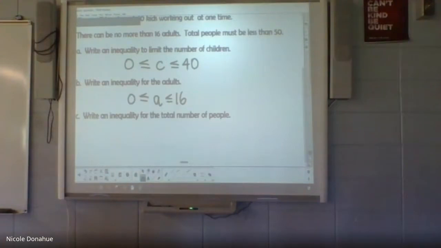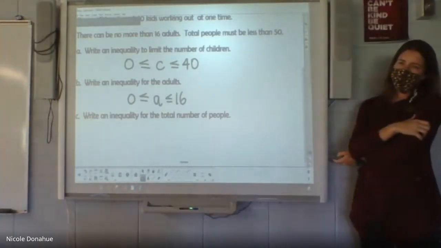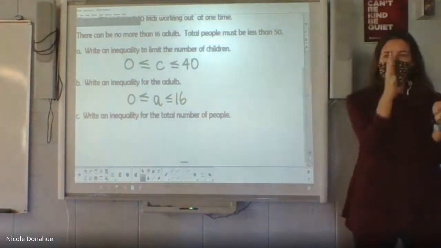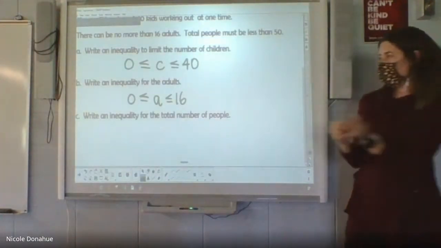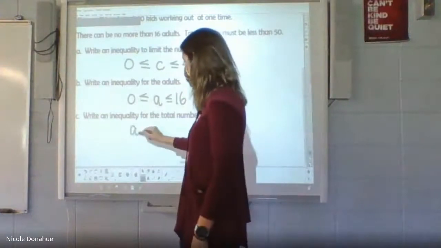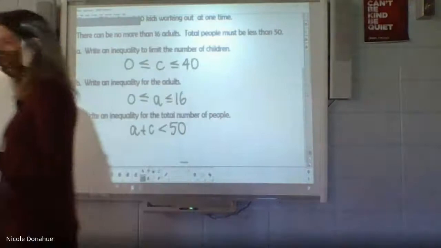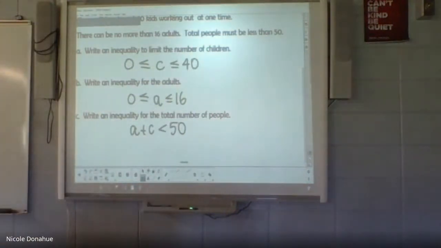So give me some, yeah, go ahead. Combine them, how do you combine them? AC, that'd be times, right? Oh, yeah. A plus C, right? So the number of children and the number of adults together, adding them together, needs to be what? Less than 50. Does that make sense? A plus C, the number of adults and children together, needs to be less than 50.